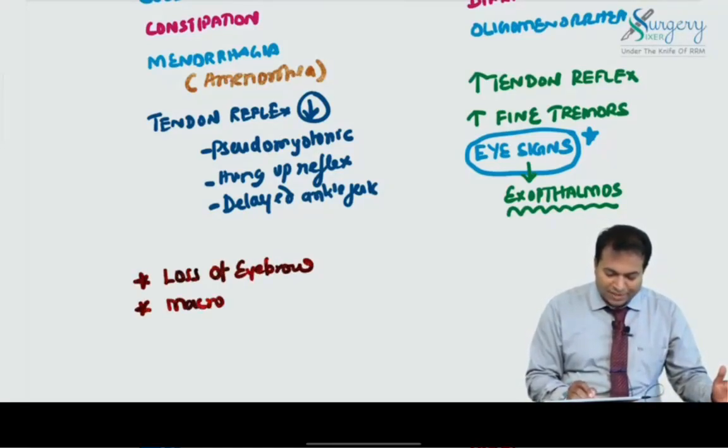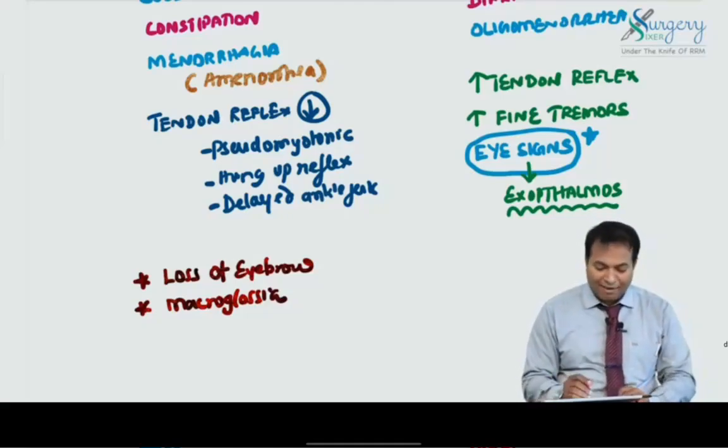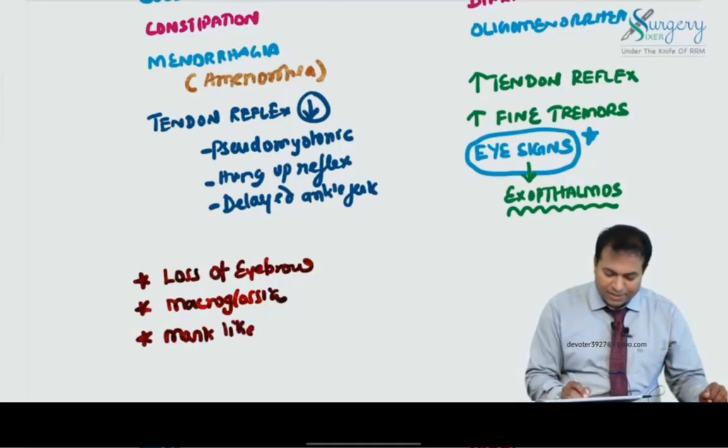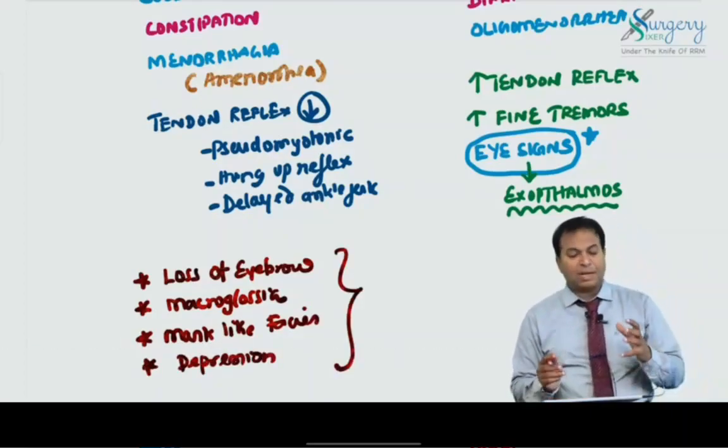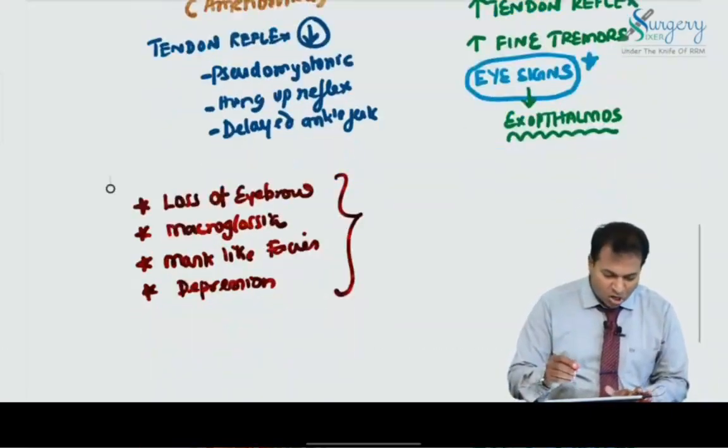They will have macroglossia, a very big-sized tongue. Macroglossia will be there. They have mask-like faces. These guys are depressed guys. They have severe depression. So all these are other features of hypothyroidism: loss of eyebrow, macroglossia, mask-like faces, depression. All these things are seen in hypothyroidism.